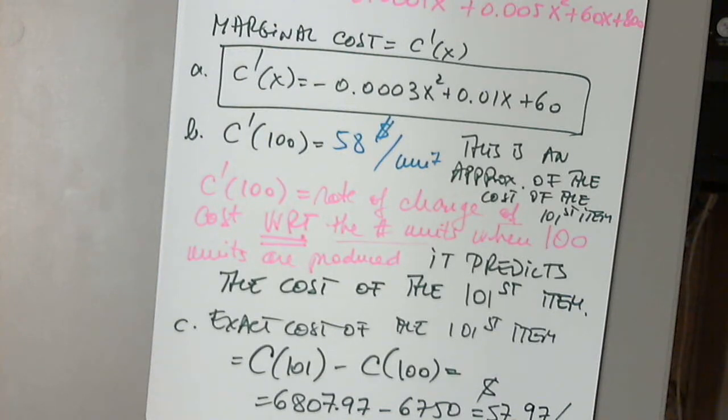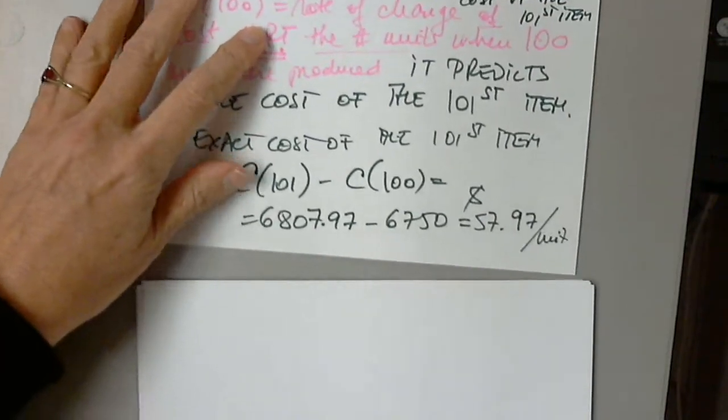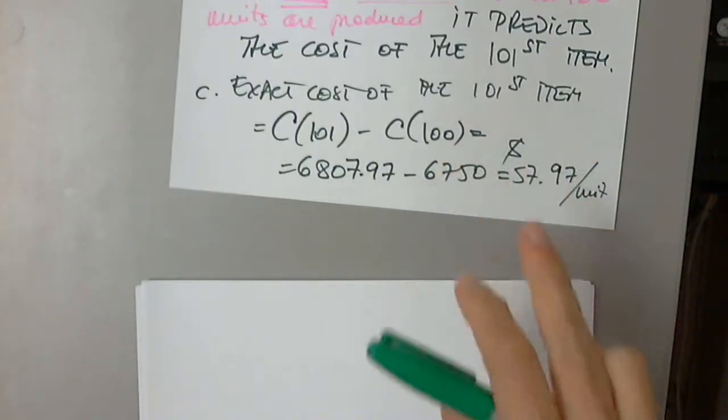So one more time, 58 was what was predicted. It's an estimate. And the exact cost is C of 101 minus C of 100. Did we all get the 57.97? Yes? Okay, perfect. Questions here? Keep this problem in mind because we're going to get to something very, very similar. I'm going to come back to it for a minute. Okay, next.